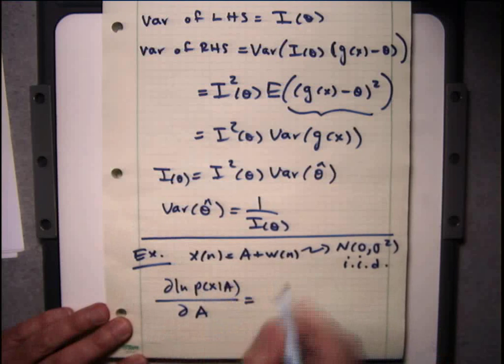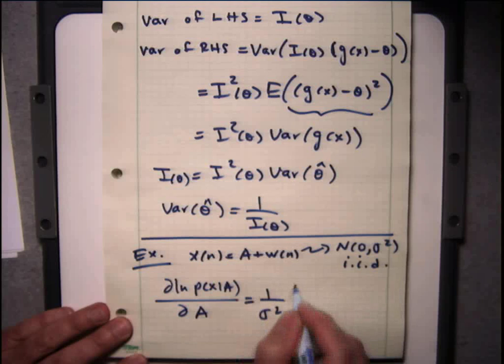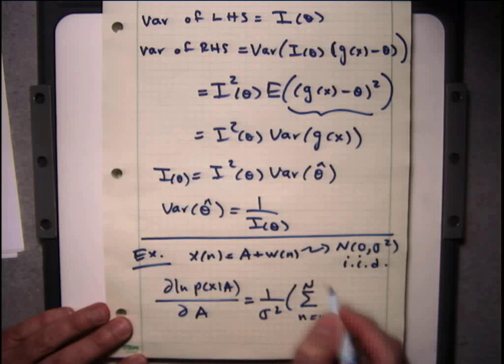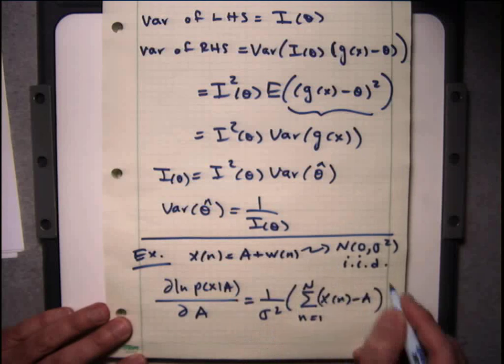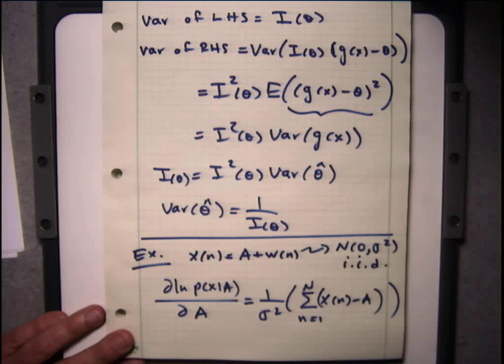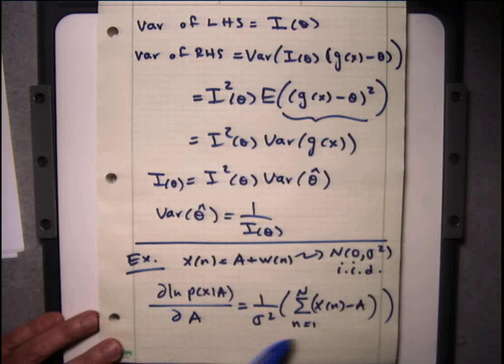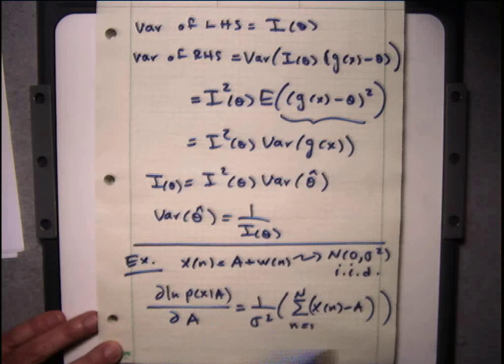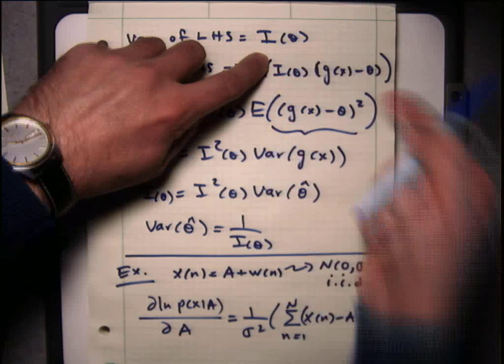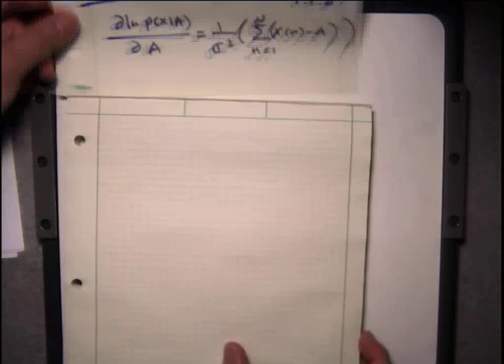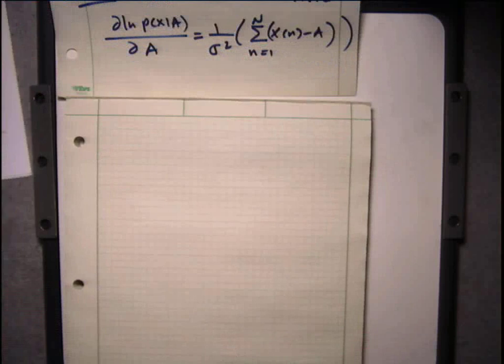d ln p by dA is equal to 1 over sigma squared, the sum n equals 1 to N, and that's how many data points I'm assuming I have, of x of n minus A. Okay? All right, so this is what this score function looks like. And now I'm interested to see if I can write this score function in this fashion. It turns out in this particular case, it's really not very hard to do. It's just a matter of kind of manipulating the terms a little bit.